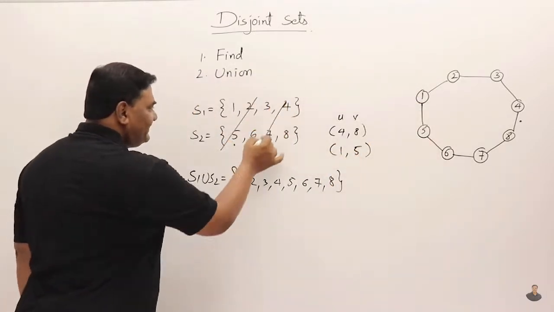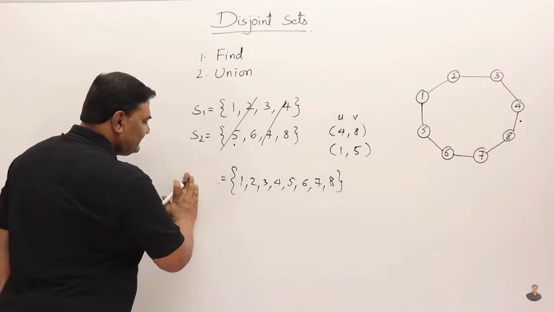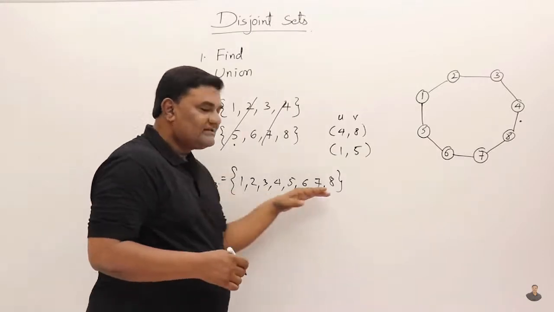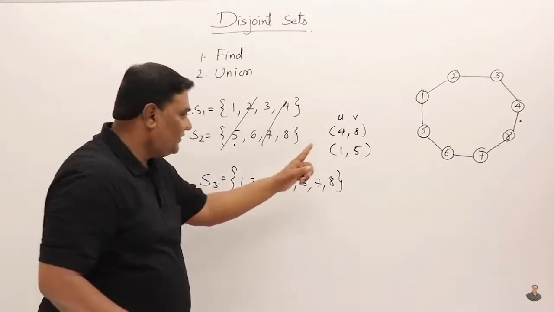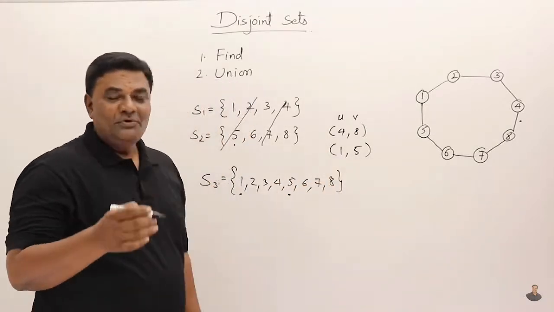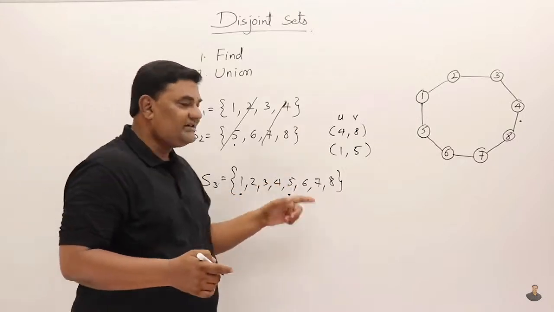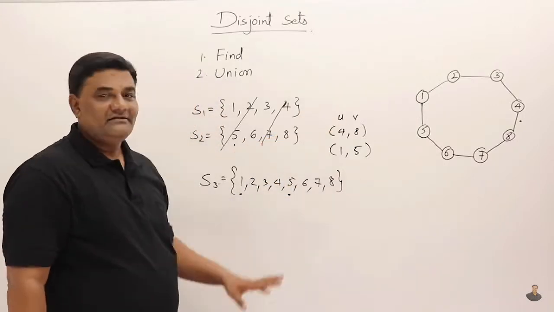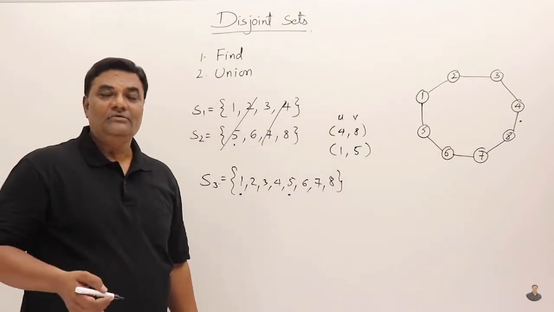Now we don't have those separate sets, they are unioned and we got a new set. Let us call this set 3. Those elements are gone. This is the final set. Now for 1 and 5: find 1, it is present here. Find 5, yes, it is present here. Now both these vertices are belonging to the same set. And if they belong to the same set, it means there is a cycle. That's it. This is the way we find out a cycle in a graph.